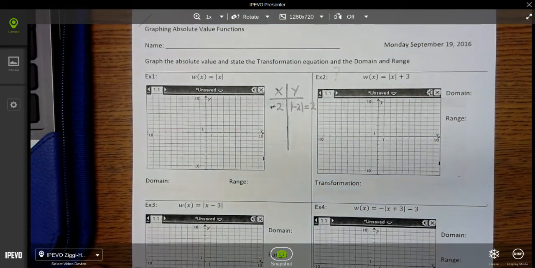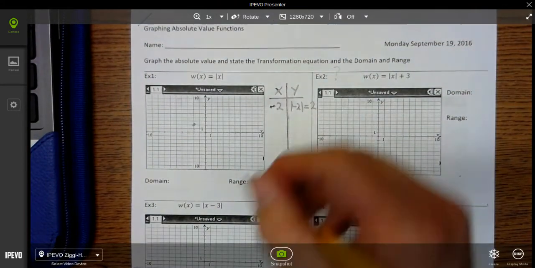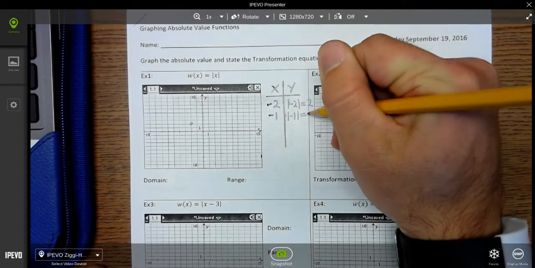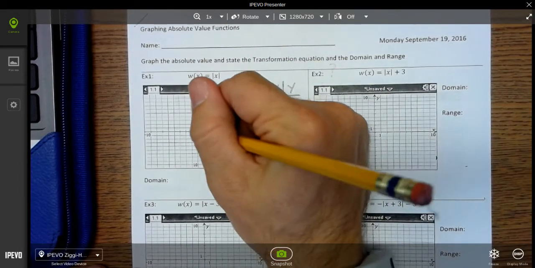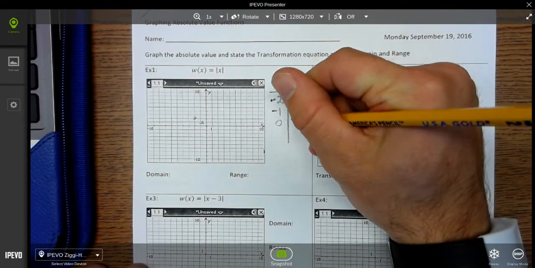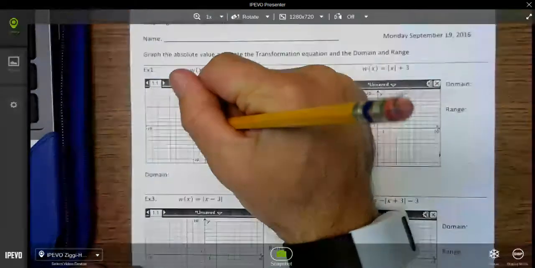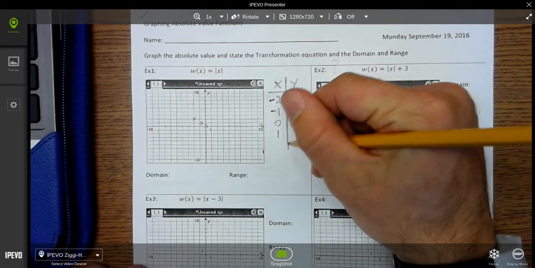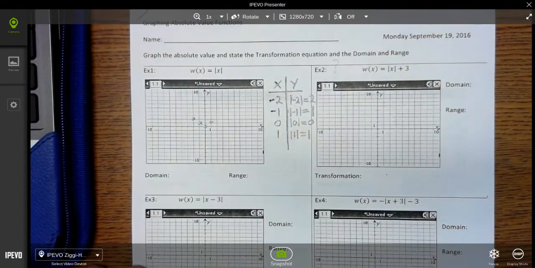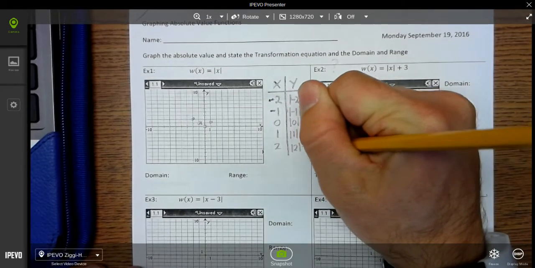Okay, so I'm going to go to -2, up 1, 2. Then when x is -1, I'm going to do the absolute value of -1, which we know is 1. So that's -1, 1. And then we're going to do 0. The absolute value of 0 is 0, so that's 0, 0. Then x is 1, so the absolute value of 1 equals 1. And then the absolute value of 2 is 2.